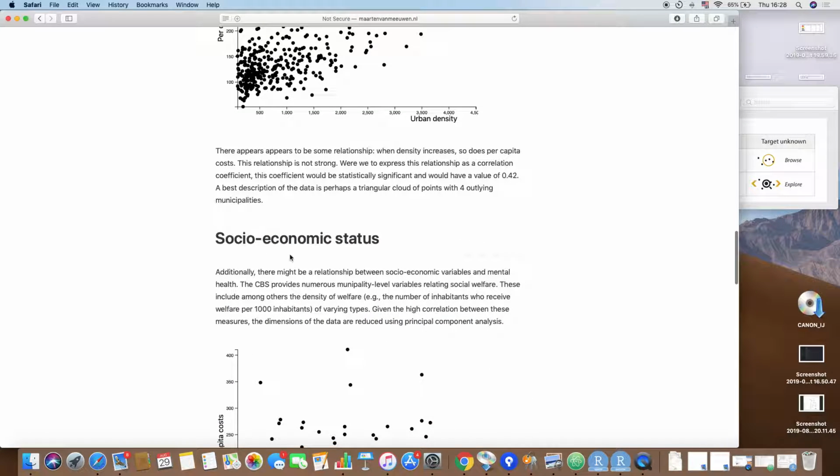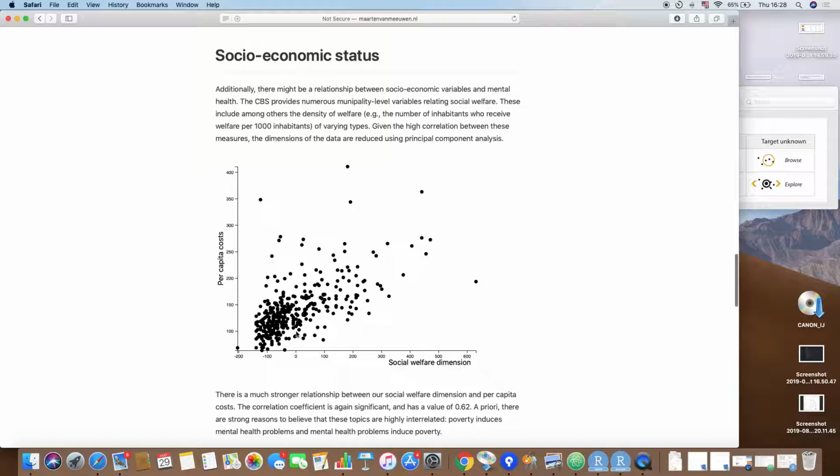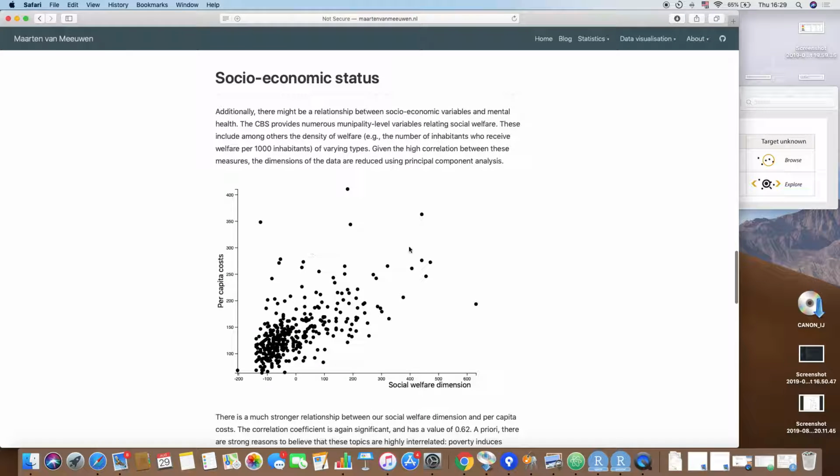Then socioeconomic status. We talk a bit about social welfare. There's a bunch of variables that are intimately related to each other, which I've reduced by means of PCA, which I now call a social welfare dimension. Again, the similar per capita cost. It's a bit more cigar shaped, although slightly triangular as well. But the interesting thing is that these again are outliers. You can argue that they're not actually outliers, but they do not really conform to the majority of the data. That's what I deem an outlier here. We've got a few points here, again the same cities.